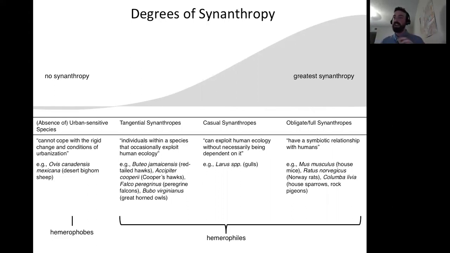Another word for a kind of human sensitive species, also known as an urban sensitive species, is a hemerophobe. And these can also be indicators of humans in the environment. Also, not all species are necessarily benefiting or negatively impacted by human modifications of the environment.